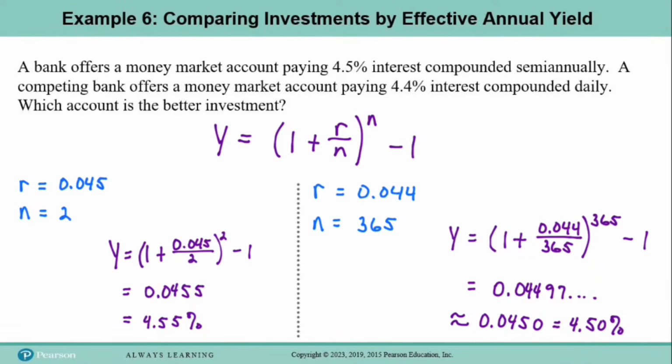Okay, now comparing these two effective annual yields, the first one was 4.55% and the second one was 4.50%. And it's probably not that huge of a difference, but this first one does pay a little better. It has a little better interest rate. And since we're investing, we want the highest interest rate we can get. So we would probably pick this first one.